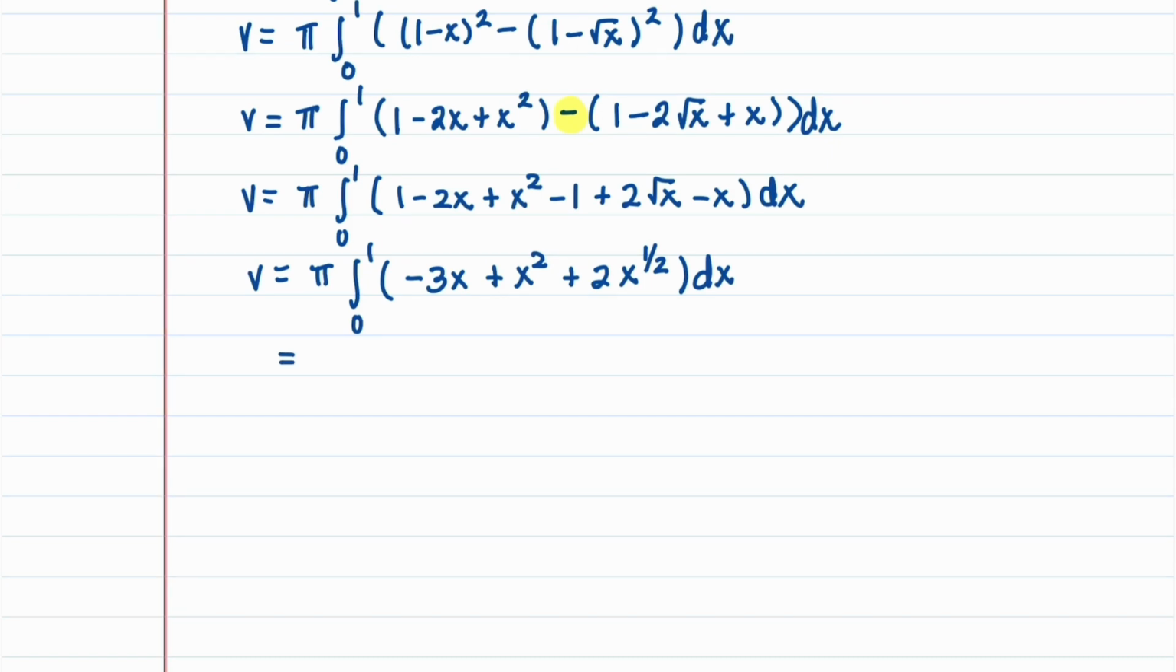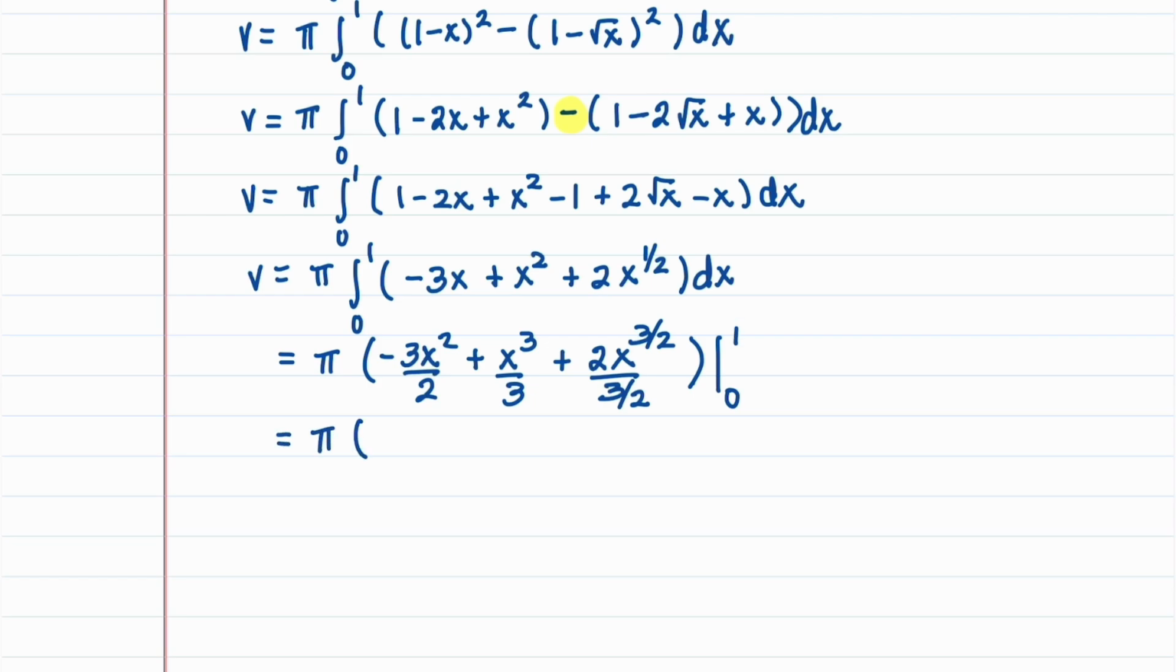Now let's go ahead and do our integration. This is pi times minus 3x squared divided by 2 plus x cubed divided by 3 plus 2x to the 3/2, all divided by 3/2, and we're integrating from 0 to 1.